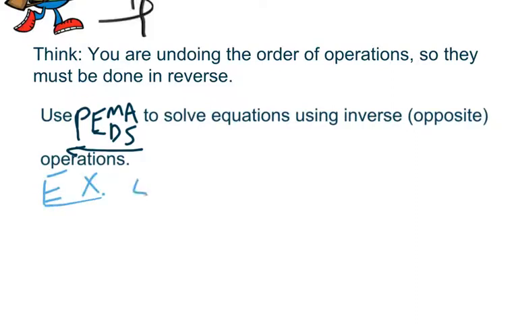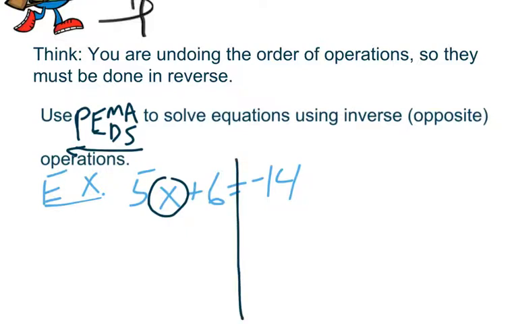So 5x plus 6 equals negative 14, and we want to solve it. I like to circle the variable that tells me what needs to be by itself, and also draw a line down the equal sign, because I have a left side and a right side of my equation. Whatever I do to the left side, I have to do to the right side, and vice versa.